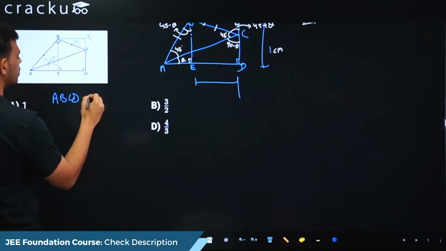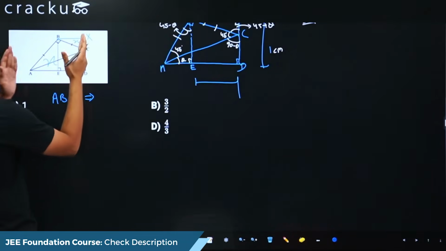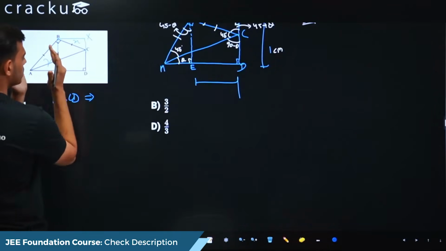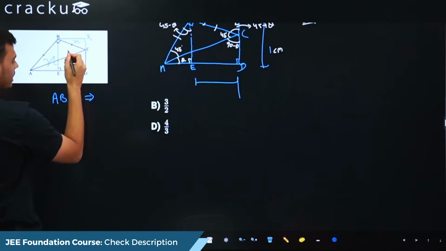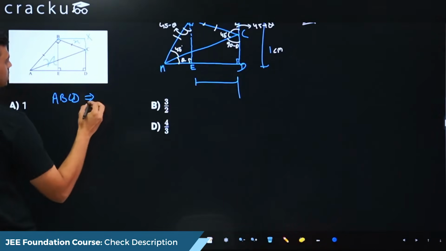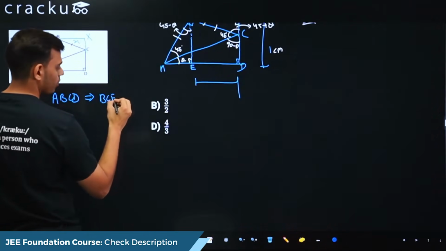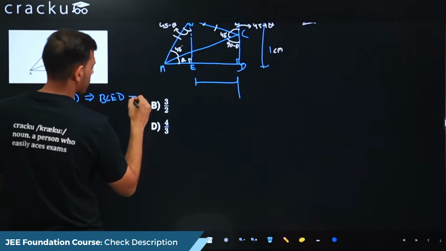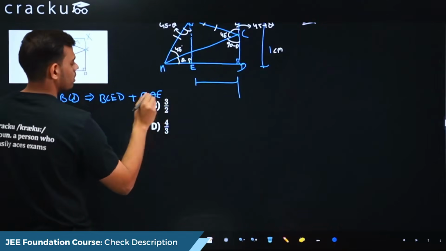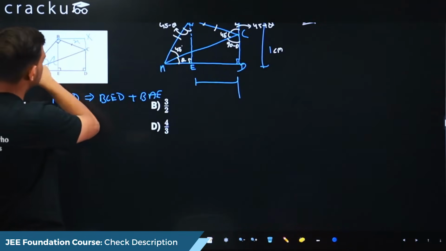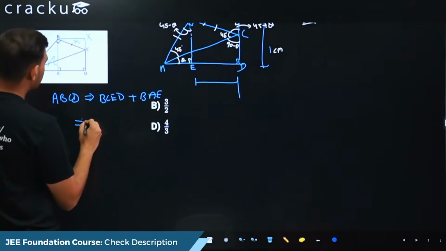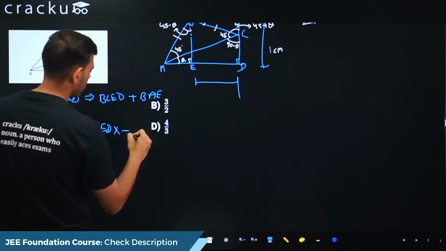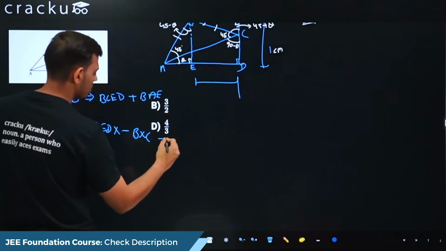Area of ABCD is equal to area of this square minus X. We will get, okay, area of quadrilateral ABCD is area of quadrilateral BCED plus area of triangle BAE. What is BCDE? This is area of square BEDX minus area of triangle BXC plus BAE.